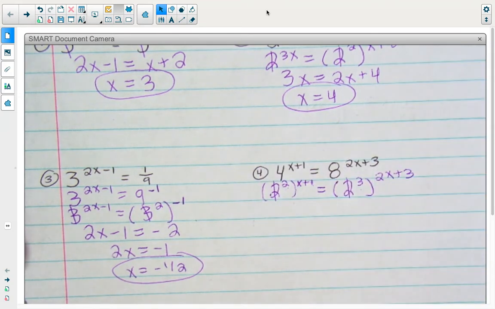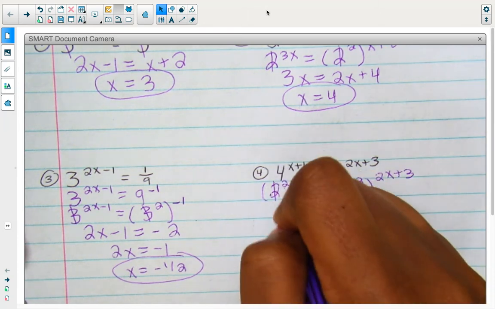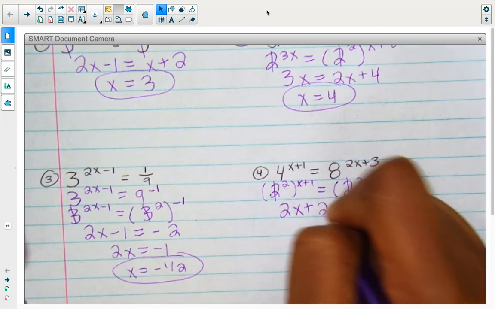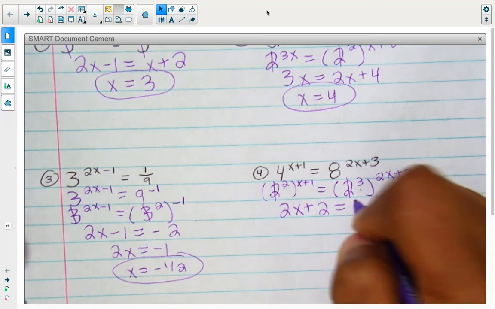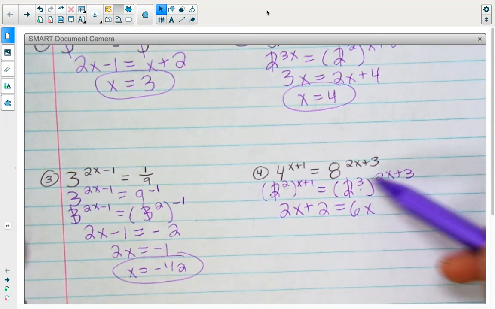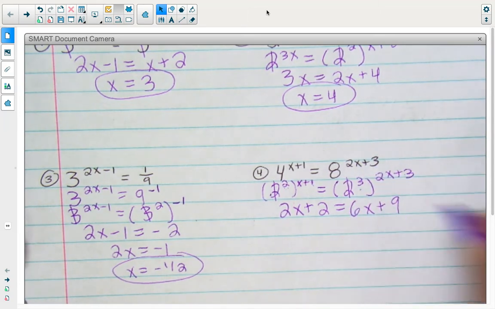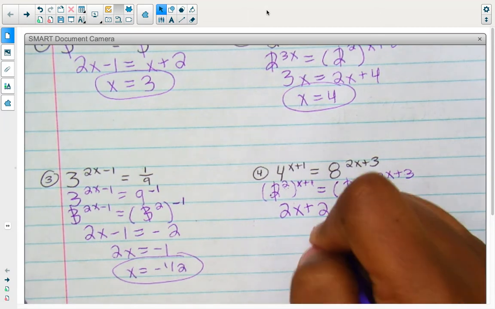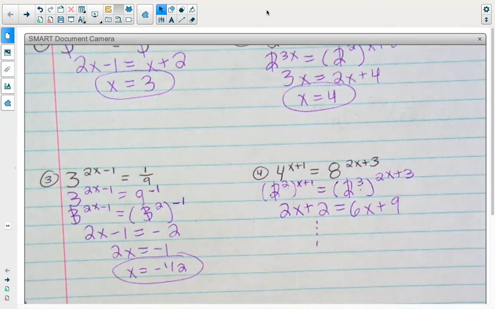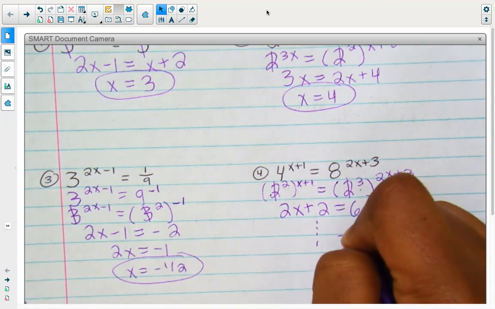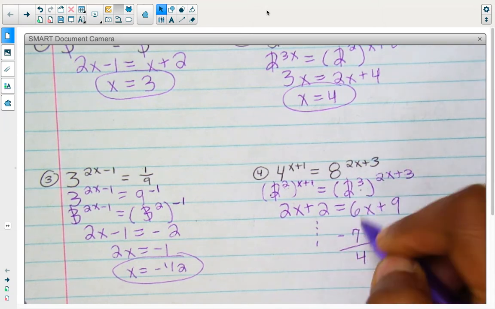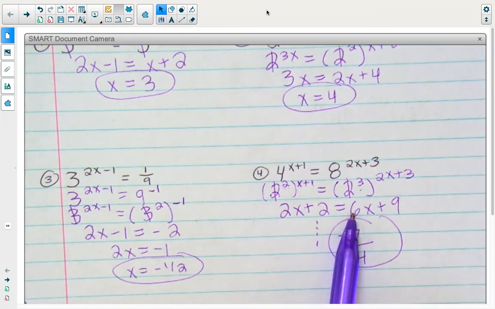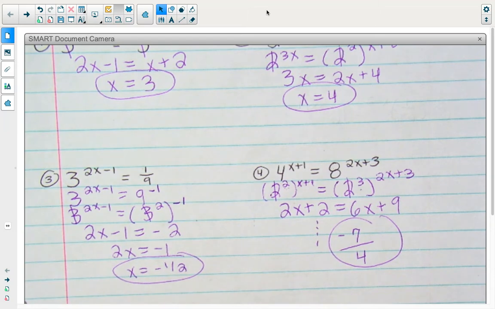Make sure you do the distributive property. 2 times x is 2x. 2 times 1 is 2. 3 times 2x is 6x. And 3 times 3 is 9. Make sure you do the distributive property. From here, we're in our bag. Go through, solve your equation. I'm not going to do that right here, but for this one, you should get negative 7/4. Subtract 2x, subtract 9, and divide.